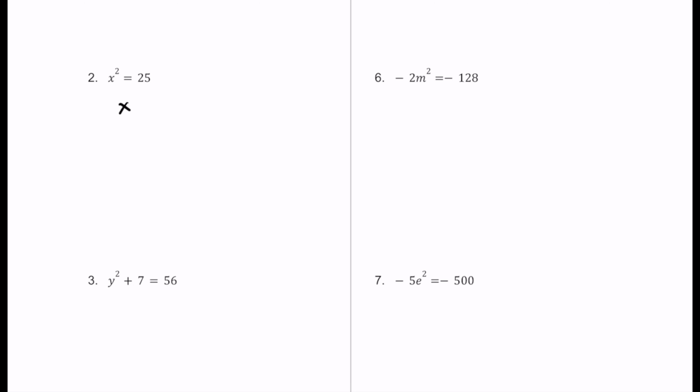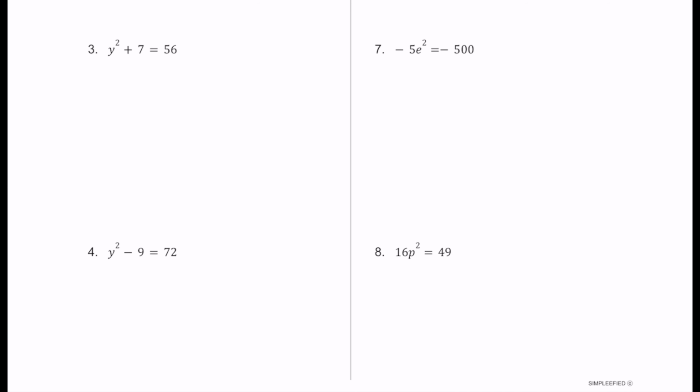For number 2, we have x squared is equal to 25. So in order to get this x alone, let's go ahead and just take the square root of both sides of the equation. If we go ahead and do that, the square root of x squared is just going to be x, and the square root of 25 is going to be plus or minus 5. So our two separate answers are going to be x is equal to positive 5 or x is equal to negative 5.